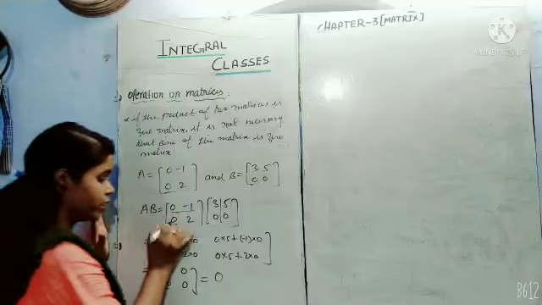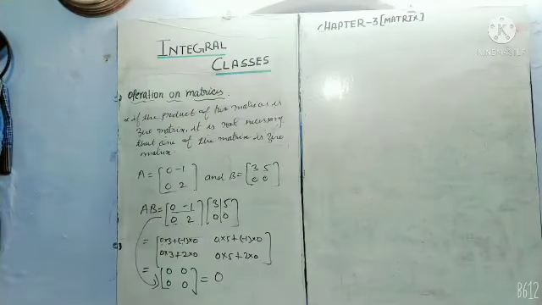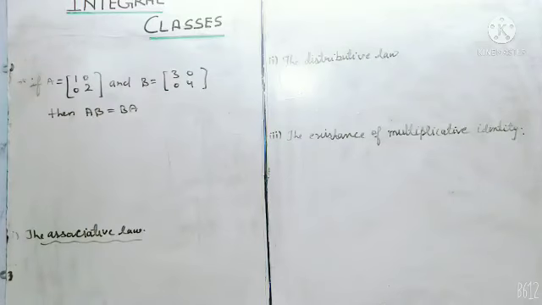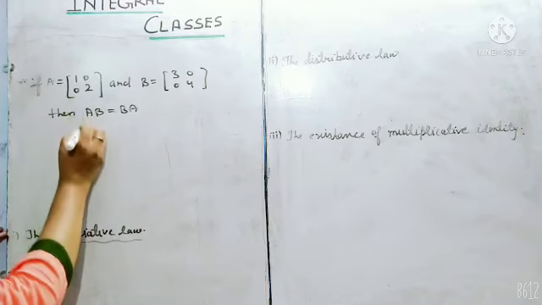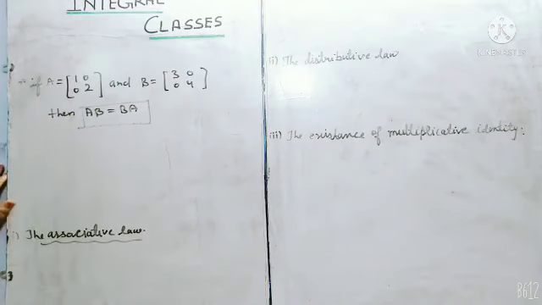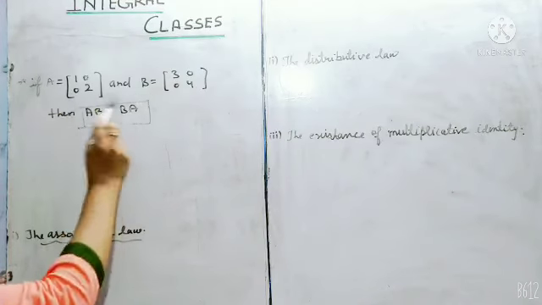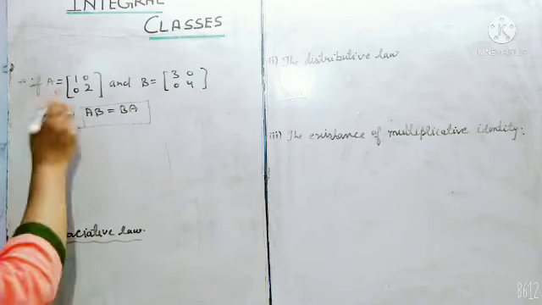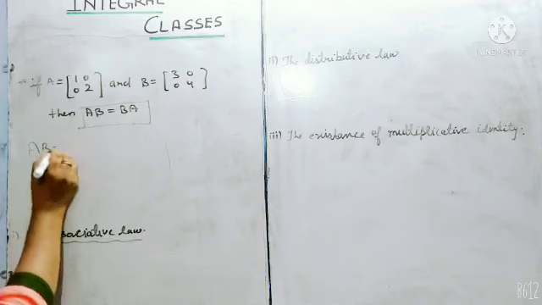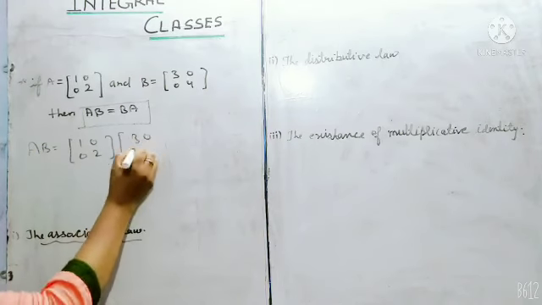But if we multiply them, we get a resultant of 0. Now next, if we are given two matrices A and B, then when their products are equal, it means AB equals BA. We say they are equal when we multiply two diagonal matrices, whose off-diagonal elements are 0. Let's see, if we multiply AB, where A is [1 0; 0 2] and B is [3 0; 0 4].